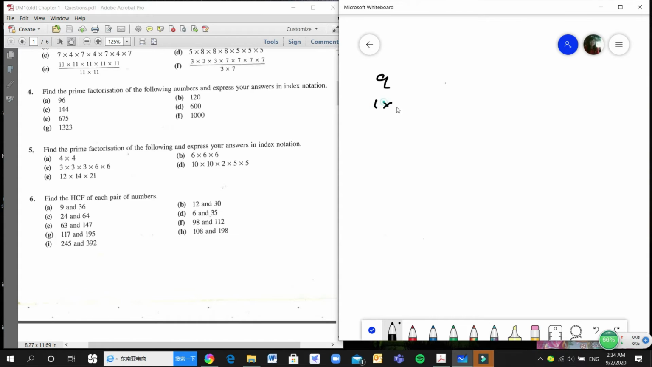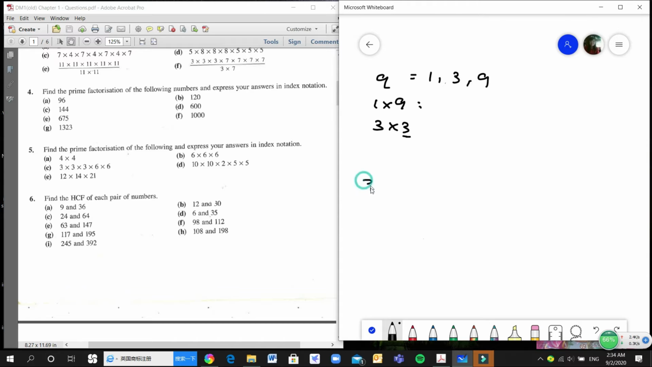So 1 times 9, I will have 9. And then 3 times 3. But you see the 3 repeats, right? So that means here it will be all the factors. So I can say for 9, the factors are 1, 3, and 9.